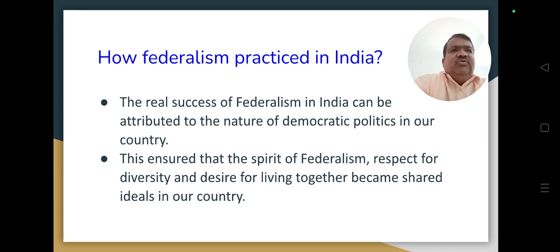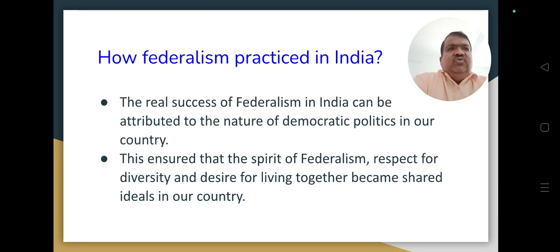The real success of federalism in India can be attributed to the nature of democratic politics in our country. Yes, it is true, friends. Since the existence of elected governments in India, we are following a smooth transfer of power from party to party. For the first time in 1952, an elected government came into existence with the Prime Ministership of Jawaharlal Nehru. From then onwards until 2024, we could find a smooth passage.